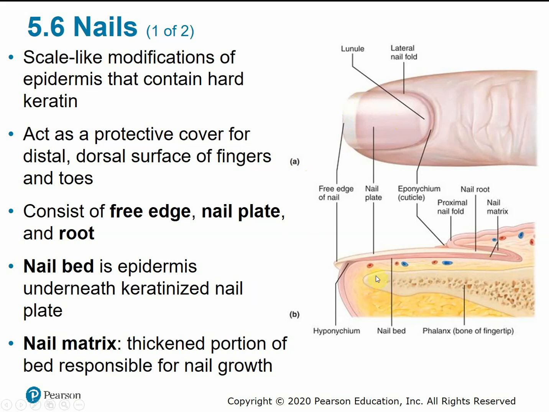The nail bed consists of epidermis tissue beneath that keratinized nail plate. So it's still kind of soft tissue below that hardened protective nail plate. The nail matrix is a thickened portion of the nail bed that's responsible for nail growth. Just like we saw with the hair, new hair cells are formed from that matrix at the bottom of the hair follicle. New nail cells are formed from the nail matrix, at the base of the nail.